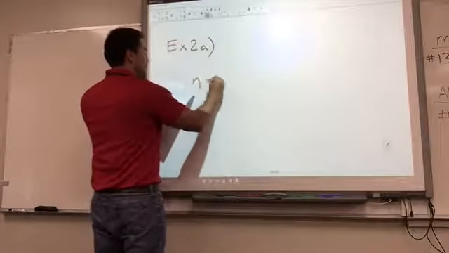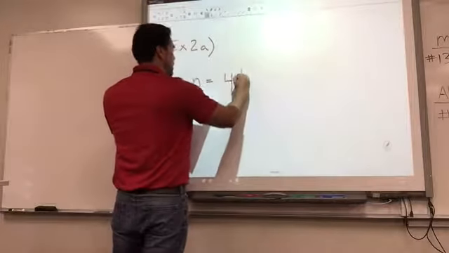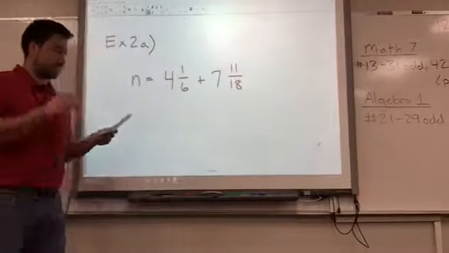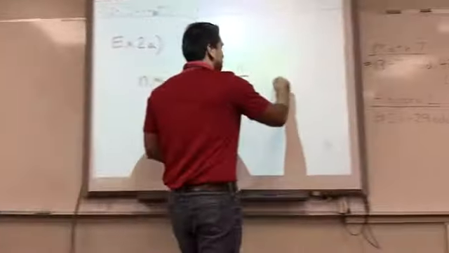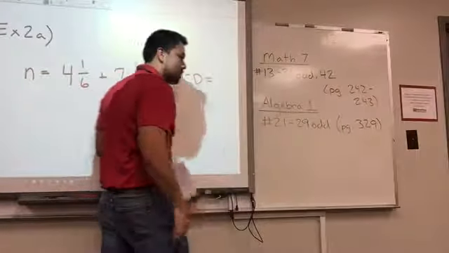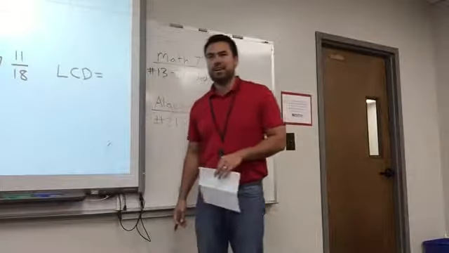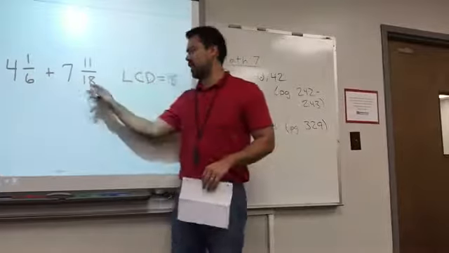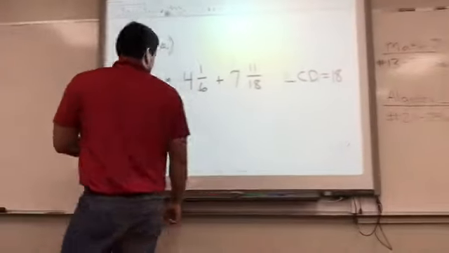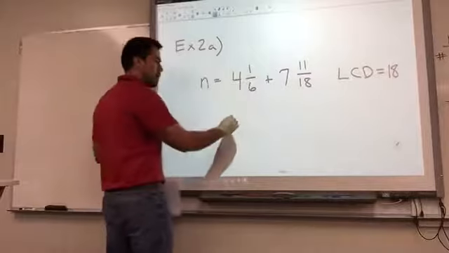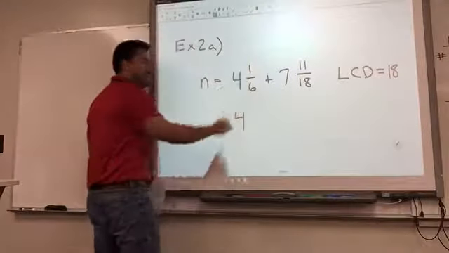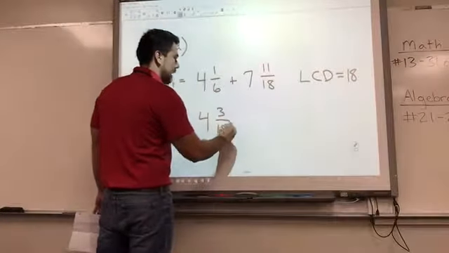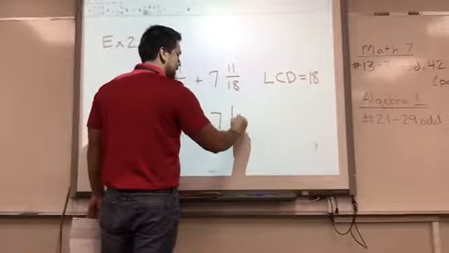All right, n equals 4 1/6 plus 7 11/18. You're going to do the same thing you did in the last problems. Find the LCD, which is 18. So you're looking at the fractional parts, and I'm going to rename these mixed numbers so that they have common denominators. I'm going to keep the 4. And what would I rename 1/6 to? 3/18. And do I have to change anything about 7 and 11/18?